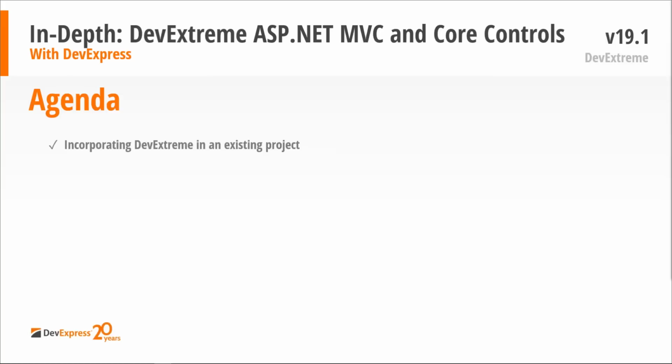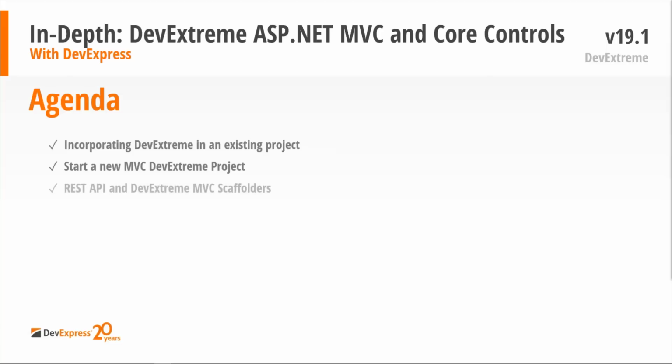So we'll start by talking about how to incorporate DevExtreme in an existing project, because you probably saw some demos of DevExtreme and you've got this project and you want to use the controls. So how can you do that? How can you start using them? The next topic will be how to start a new MVC DevExtreme project, as well as a .NET Core application as well. I'll show you that.